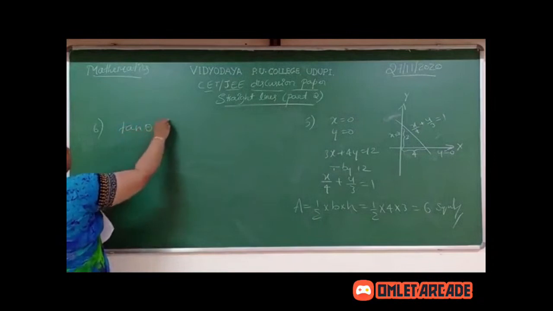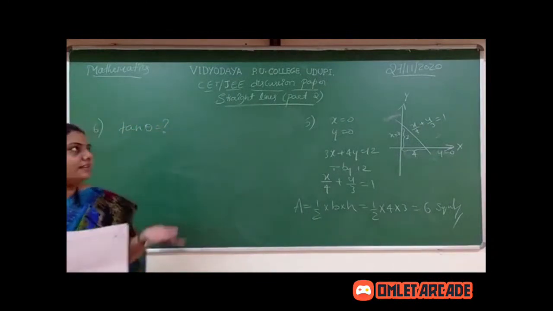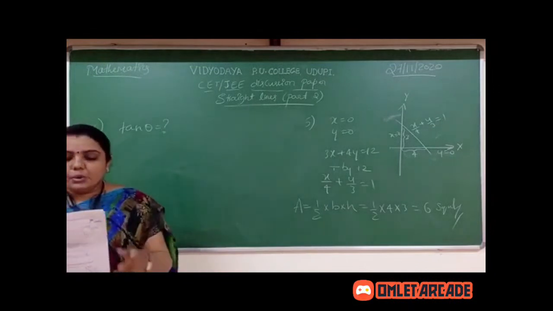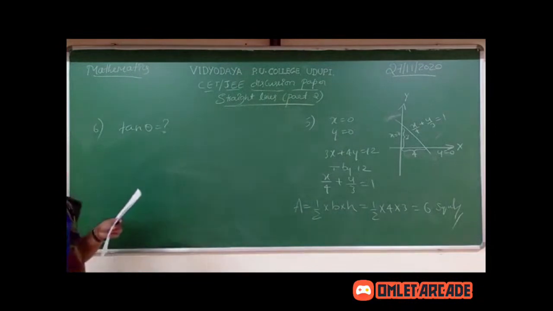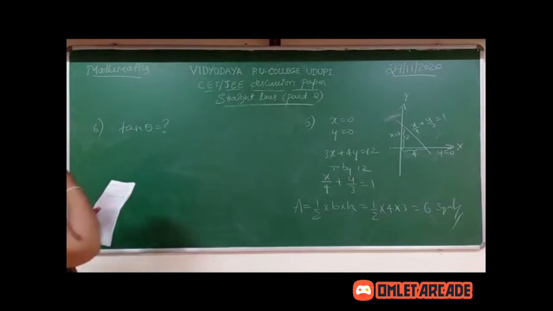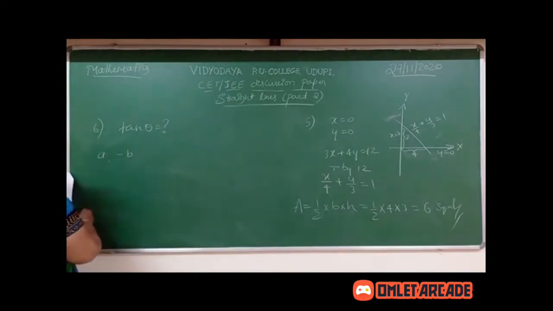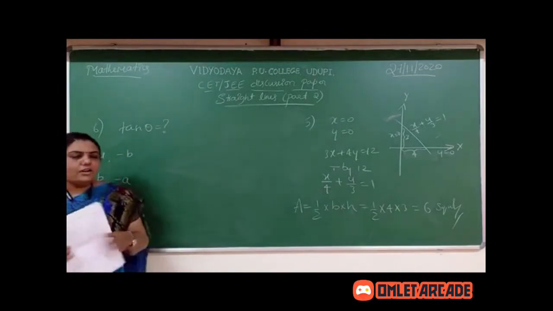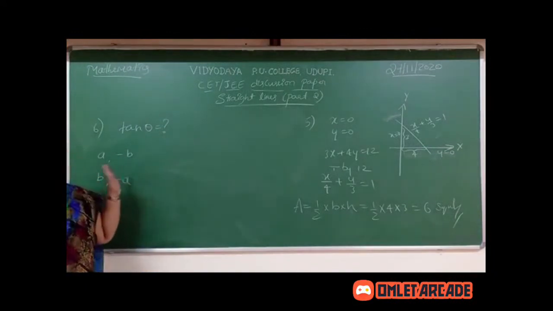Tan theta you need to find, isn't it? The tangent of the angle between the lines is nothing but tan theta you have to find. They have given the intercepts on the axis of 2 lines respectively. So the first intercepts are a minus b, and for the second line the intercepts are b minus a. They have not given the equation of the line, students, but they have given intercepts on axis for 2 lines.